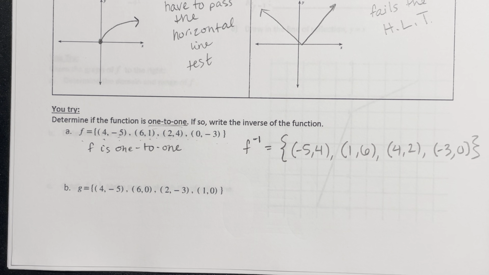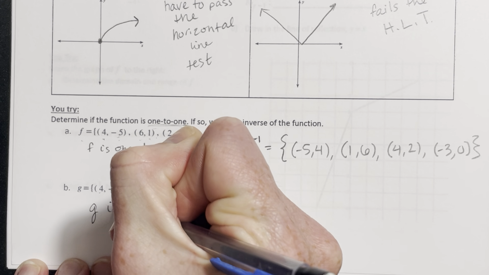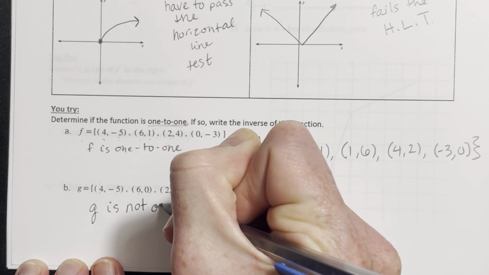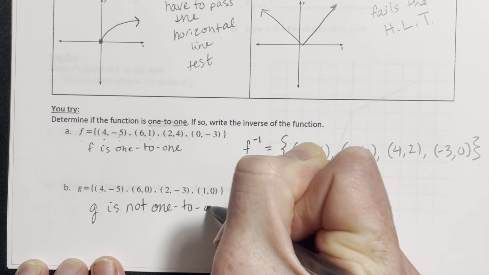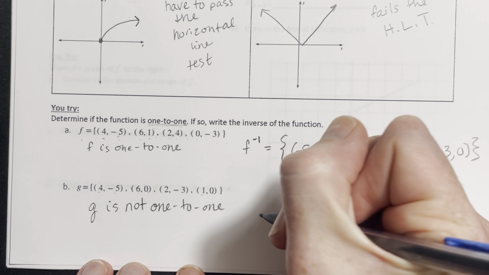Then if I look at g, -5 is coming from only 4. We have a point (6, 0), so the output 0 is coming from 6, but I see in another point the output of 0 is coming from 1. So this would not be a one-to-one function. g is not one-to-one. So g does not have an inverse function.